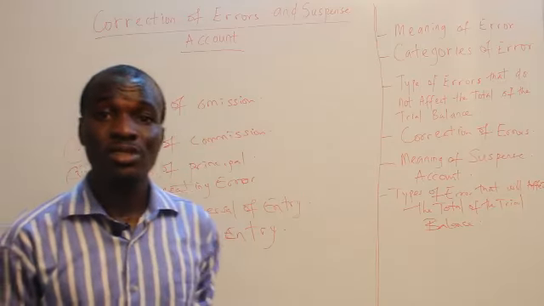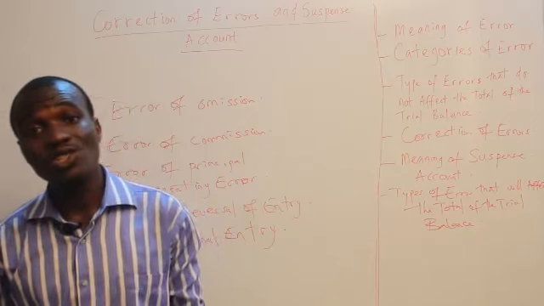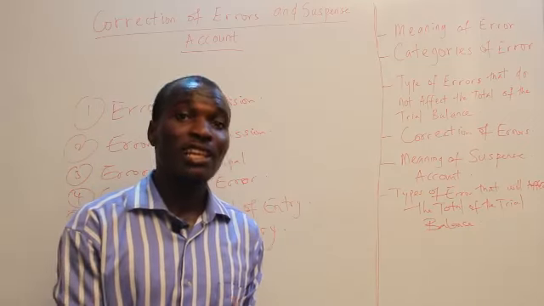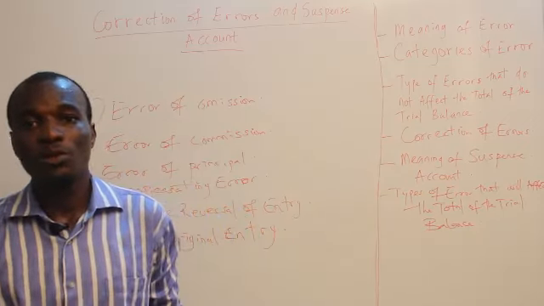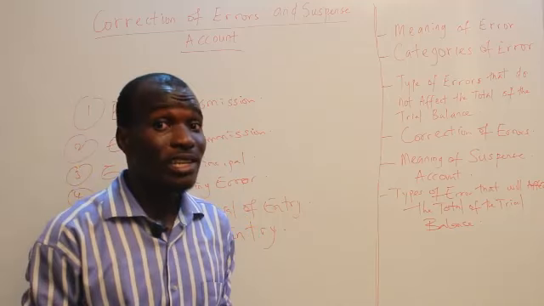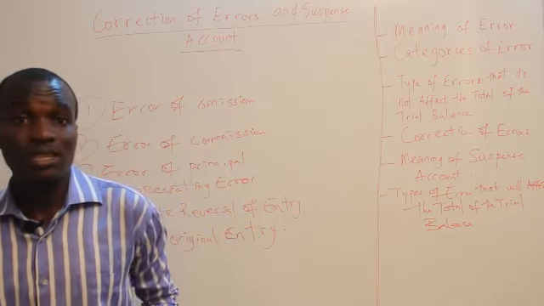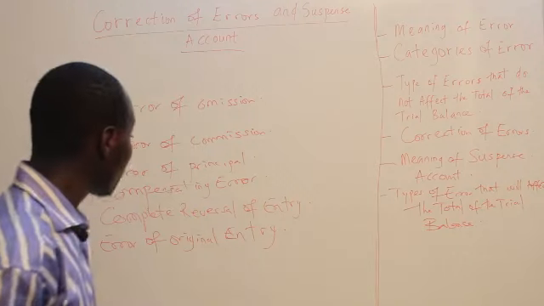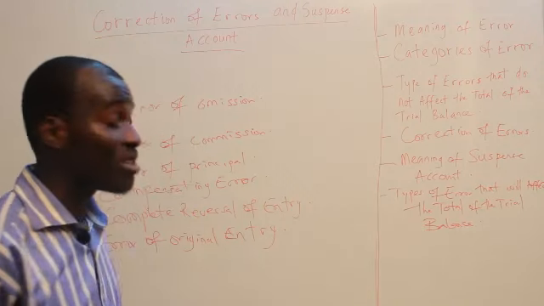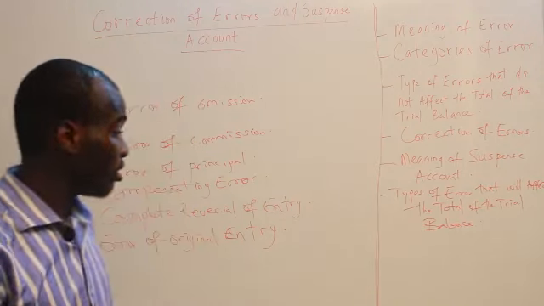Credited is debited. It means the entries of the transaction are completely reversed. The account that ought to be debited is now being credited, while the account that ought to have been credited is now being debited. That becomes the error of complete reversal of entry.